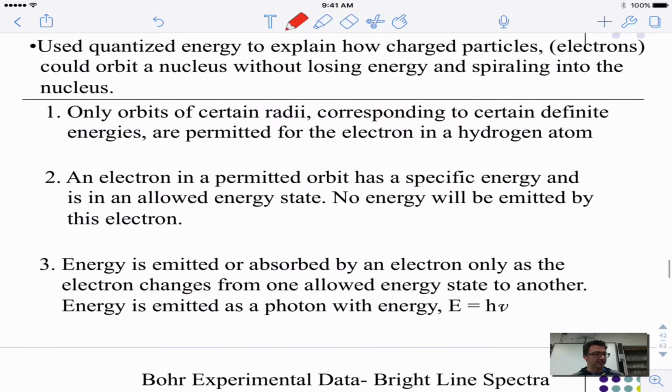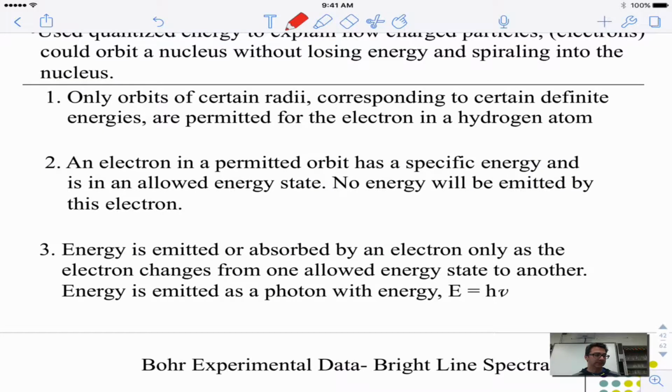Here are the main ideas of his model. First, he said that only orbits of certain radii, corresponding to certain definite energies, were permitted for an electron in the hydrogen atom. This is what we know as orbits. The electrons can orbit at certain distances from the nucleus. They will have that stable orbit, and they won't lose or gain energy.